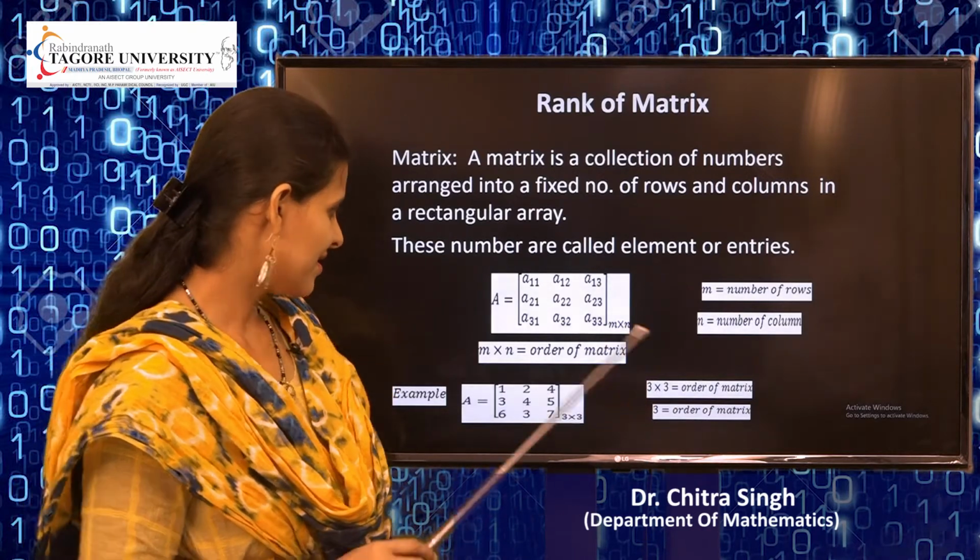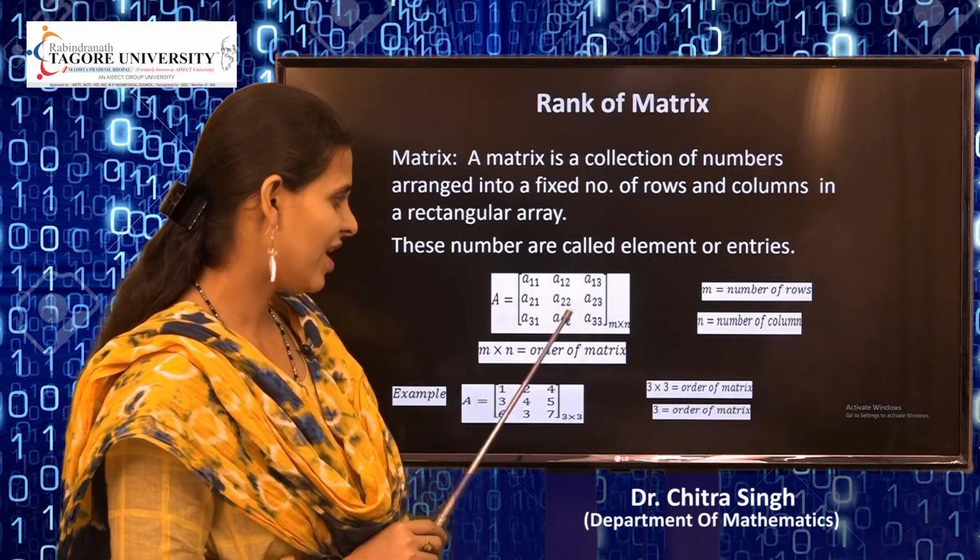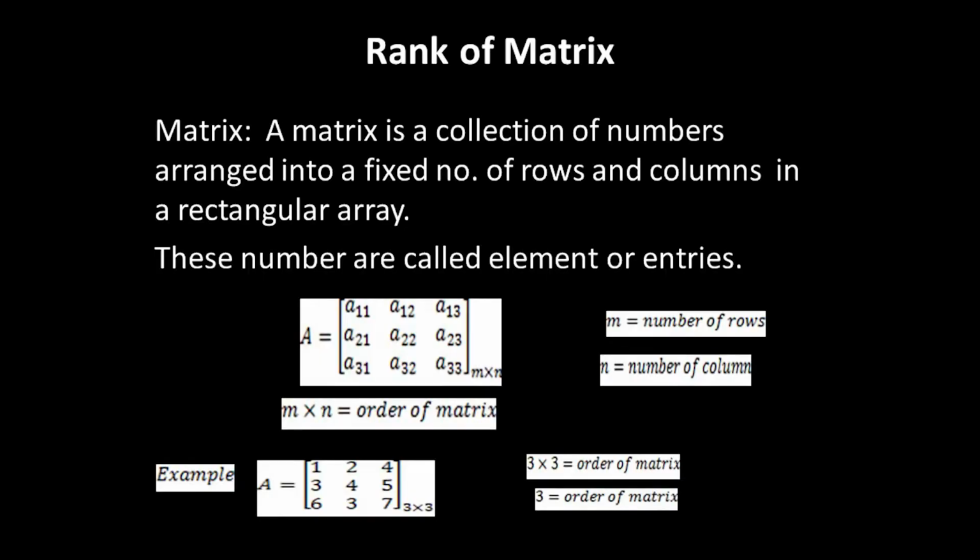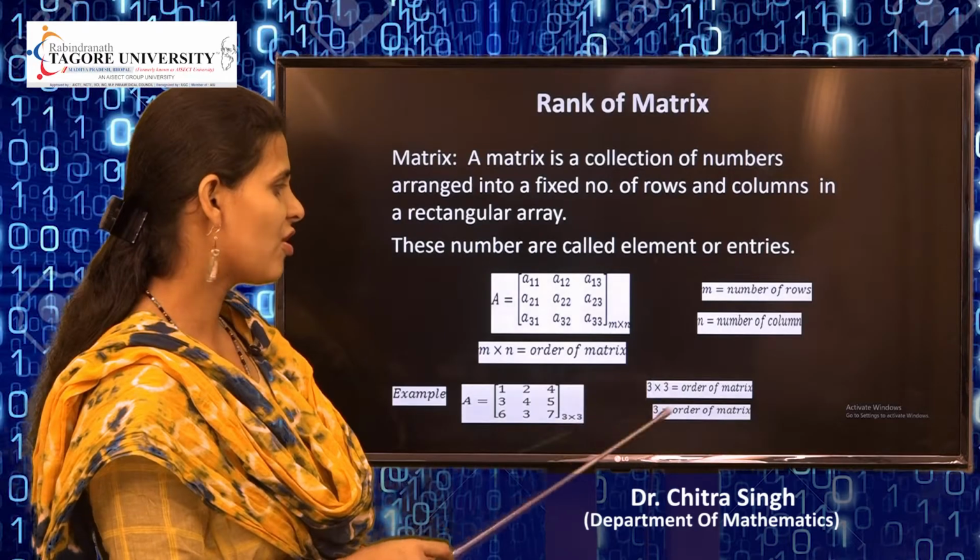Order of matrix: we see that A11, A12, A13 is the number of elements in a row, which is 3. A11, A12, A13, A21, A22, A23, A31, A32, A33. The order of the matrix by row is 3, and the columns A11, A21, A31, A12, A22, A32, A13, A23, A33, so the order of column is also 3. To write it as M cross n, it is a 3 cross 3 matrix.